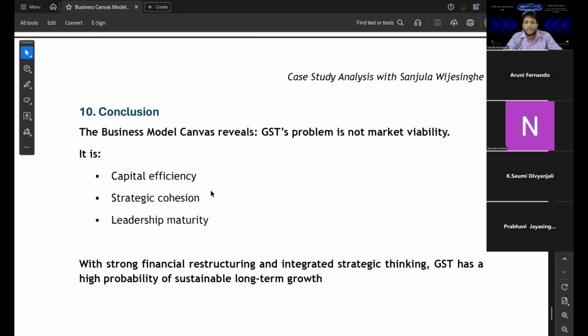The business model canvas reveals GST's problem is not market viability. It is capital efficiency and strategic cohesion.